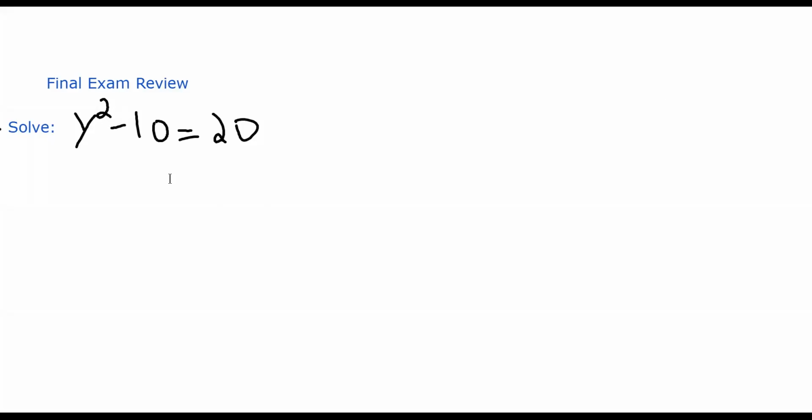We want to solve this. Our variable is y instead of x, but that doesn't really matter at the end of the day. And I'm sorry, this is supposed to be negative 20. Negative 20.